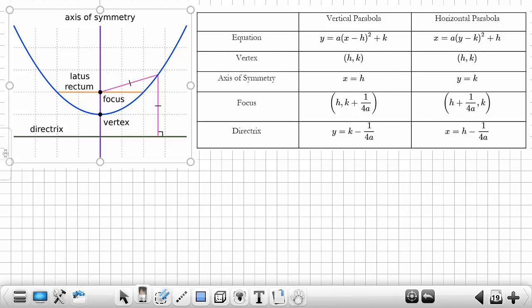Vertex is HK. Either way you go. HK. Just like the center of a circle is HK, the vertex of the parabola is HK. Are we okay with that? Did that go over anybody?